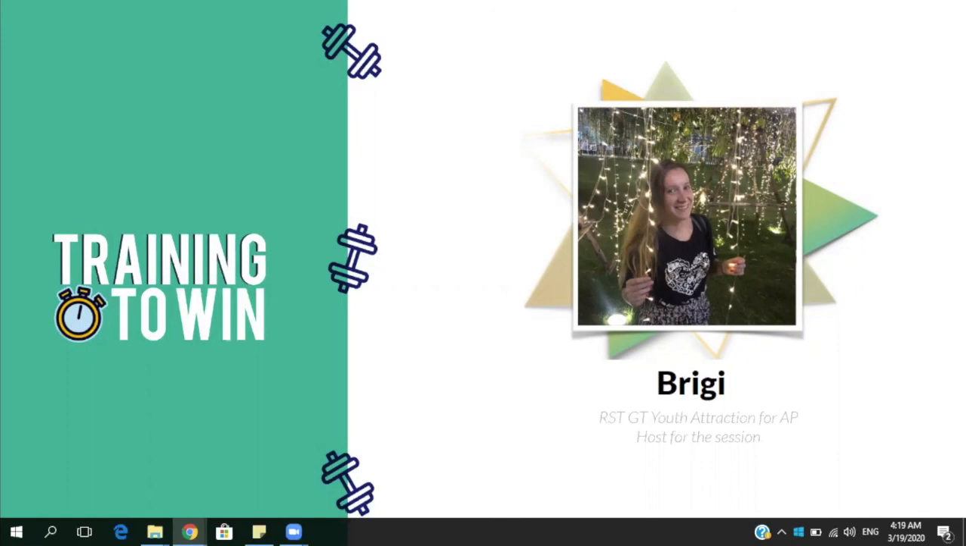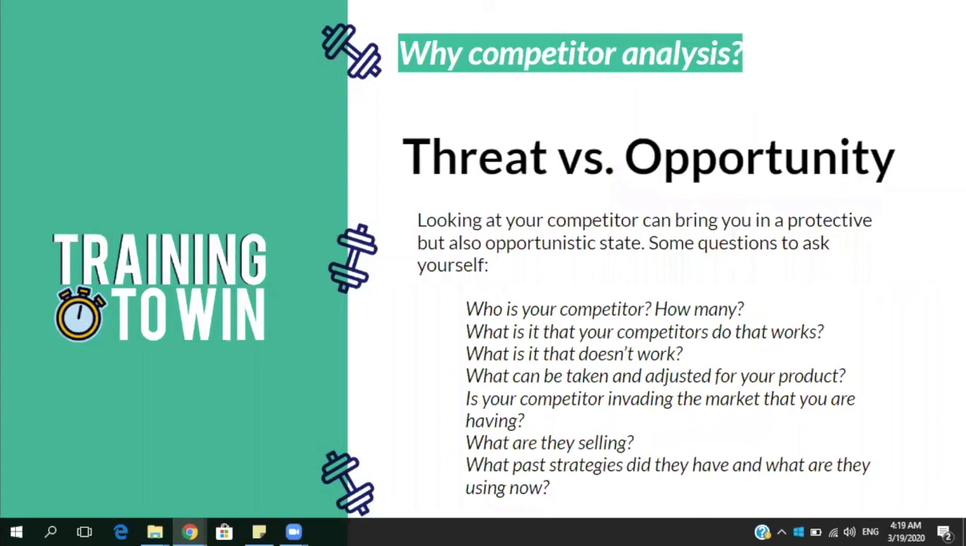Cool, so let's move on. When it comes to competitor analysis, why are we doing this? We can see it from two perspectives. We can see it as a threat, or we can see it as an opportunity. Quite frankly, they're kind of both. Looking at your competitor can bring you into a protective but also opportunistic state.